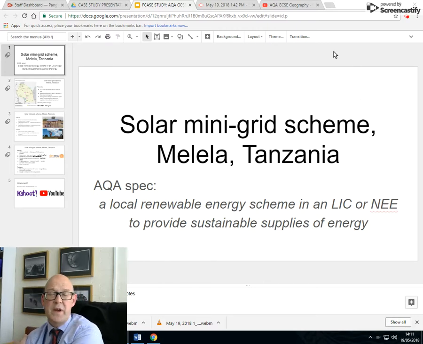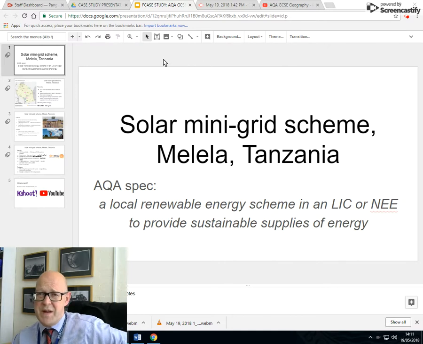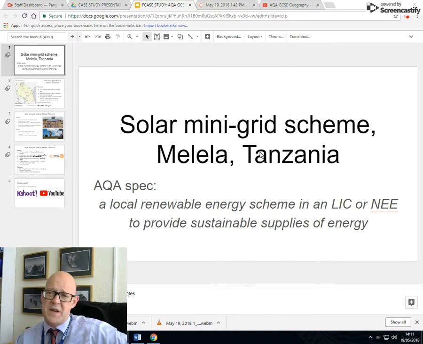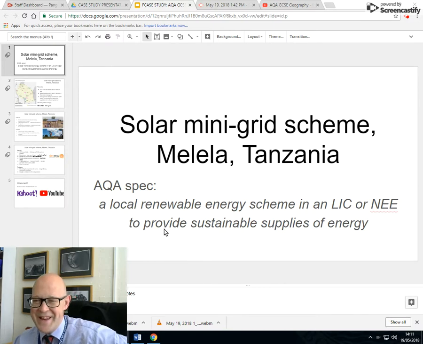Okay, so geography, AQA, case study, paper two, challenge of resources, or managing resources, sorry. This is an example of a solar mini grid scheme in Melela in Tanzania. Apologies to any of you who live in Melela. Perhaps you might email me and tell me how you pronounce the place. So AQA wants a local renewable energy scheme in an LIC or an NEE to provide sustainable supplies of energy.